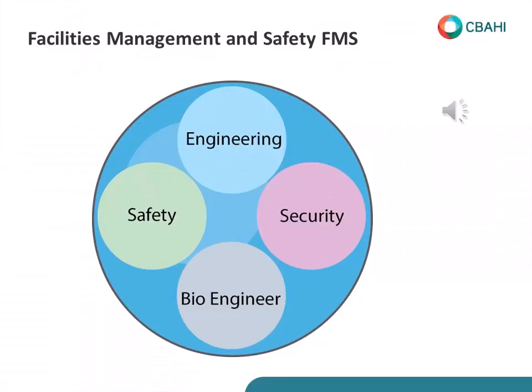Facility management and safety consists of 4 fields, and you need to be aware of them. It's a very important chapter in the CBAHI standards. They are engineering or utility, security, safety, and bioengineering or medical equipment. So you need to have a good background on all these 4 fields to be able to meet the requirements of the CBAHI standards.